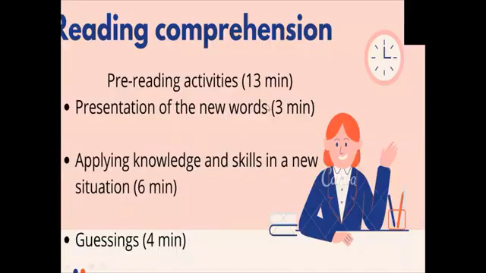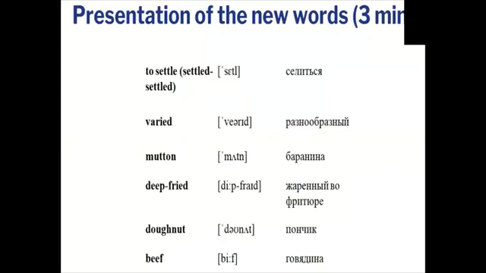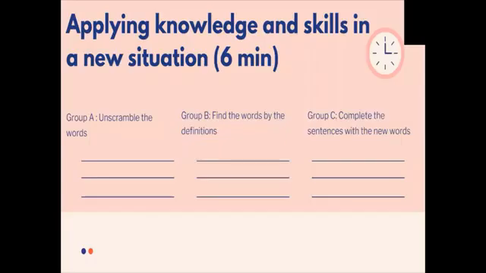The next stage of the lesson is reading comprehension. Before starting reading the text, the several pre-reading activities will be conducted. Students are given the handout with the new words they might have comprehension difficulties with while reading the text. They should copy these words in their vocabulary notes. After phonetic drill, students are divided into 3 groups for the further stage of the lesson, applying knowledge and skills in a new situation.